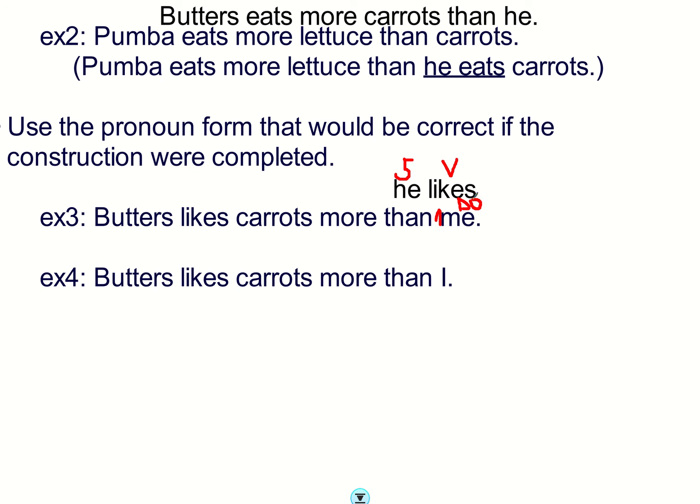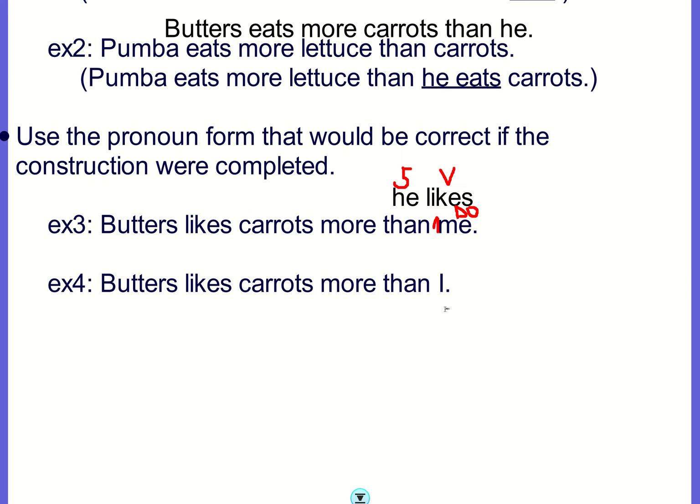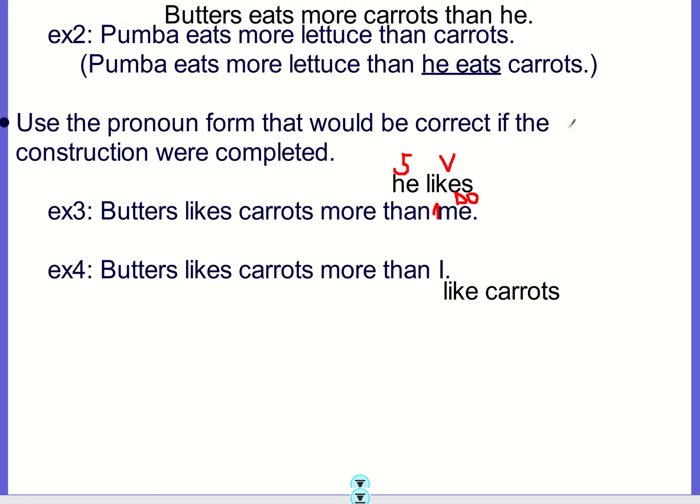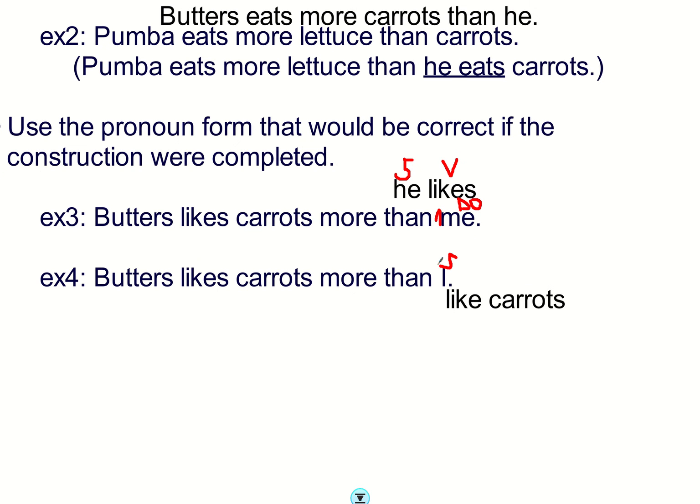If we do the exact same sentence, but we take the me and we change it to I, well, the meaning is different. Because the part that we're leaving out is Butters likes carrots more than I like carrots. That's the bit that we are leaving out. And for that incomplete construction, I is a subject. Like is a verb and carrots is a direct object.